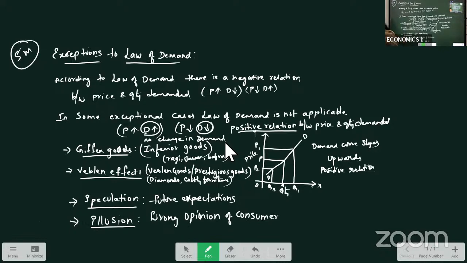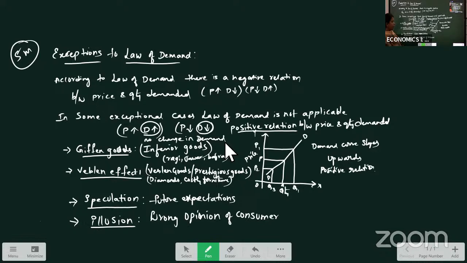The Veblen effect was explained by Veblen. These goods are called Veblen goods, and this is the case of prestigious goods. Prestigious goods are products we use to show status, in a prestigious way, like luxury items: I have this product, you don't. In such a case also, the law of demand is not applicable.